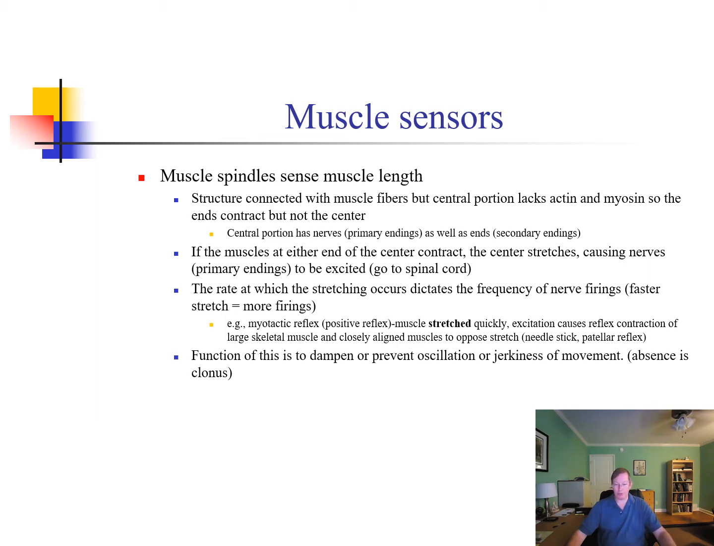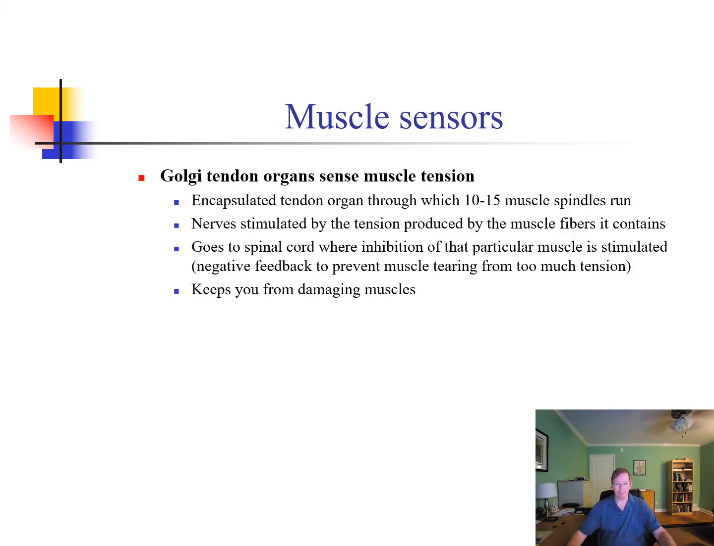If these systems are working correctly, then you won't have a jerkiness. You'll have a very fluid motion with regard to how you will contract your muscles. If there is a problem, then it can lead to jerkiness of motion or oscillations. We call some of these motions clonus, and I'll talk about that in a minute.